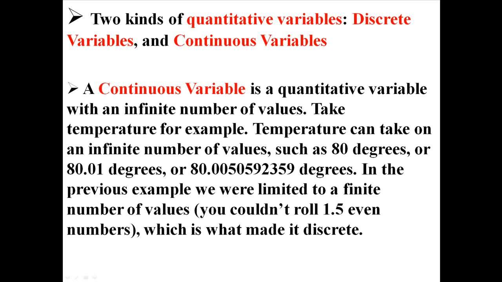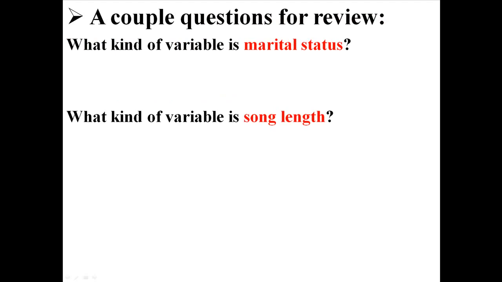Now, continuous variables are quantitative variables with an infinite number of values, like temperature, for example. Temperature can take on an infinite number of values, like 80 degrees, or 80.01, or 80.00505, whatever degrees. It can stretch out infinitely. In the previous example where we were rolling the die, we were limited to whole numbers like 0, 1, and 2. You couldn't roll a 1.5, which is what made that discrete, whereas this is continuous because we have an infinite number of possibilities.